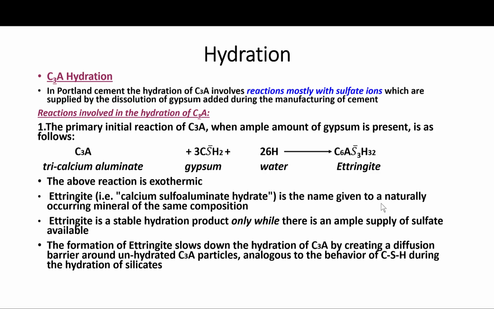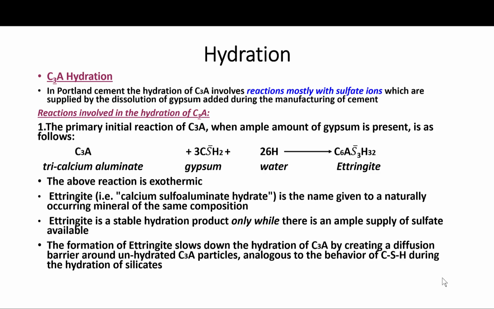The primary initial reaction of C3A, when an ample amount of gypsum is present, is as follows. We have the C3A, tricalcium aluminate, plus gypsum, or a source of sulfate, typically gypsum, plus water. We will have this product, which is the calcium sulfoaluminate hydrate, the ettringite. This reaction is exothermic. Ettringite, the calcium sulfoaluminate hydrate, is the name given to a naturally occurring mineral of the same composition. That's where the name comes from.